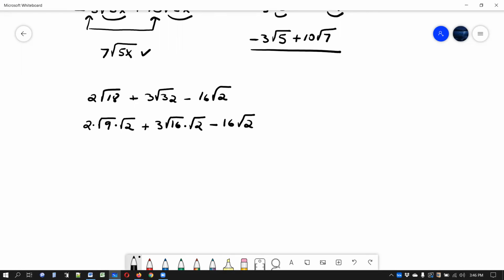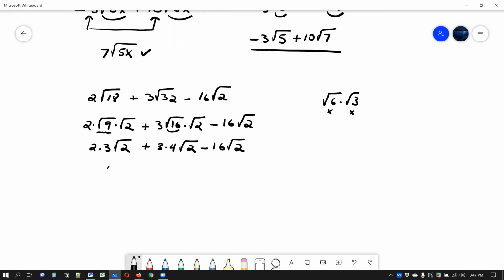And notice the way I broke this, instead of, for example, 6 and 3, which is also 18, is because I cannot simplify this and I cannot simplify this. But the 9, we can simplify. Square root of 9 is 3. So this will be 2 times 3, radical 2. Same thing here. This is 3 times 4, radical 2. And here is our 16 radical 2.